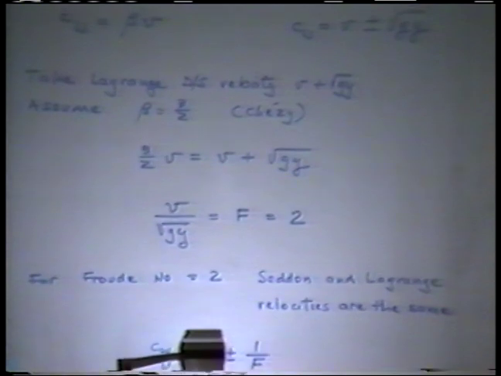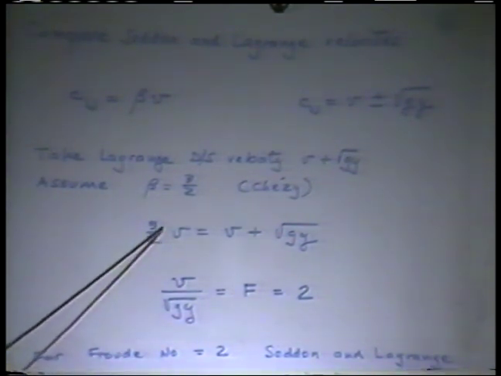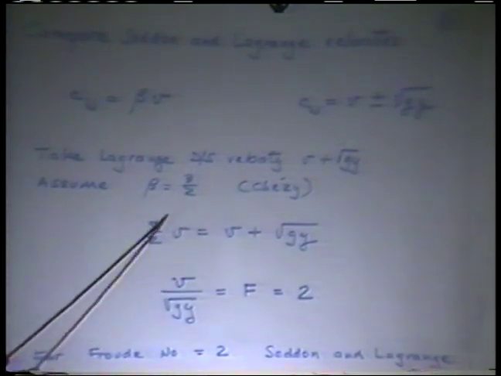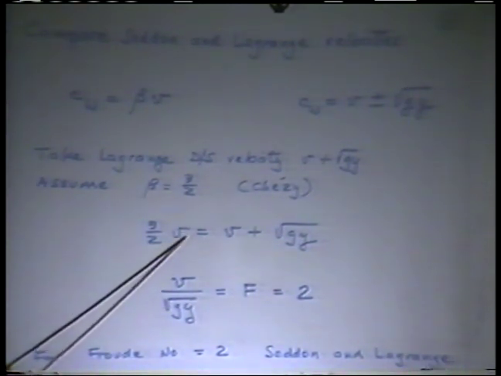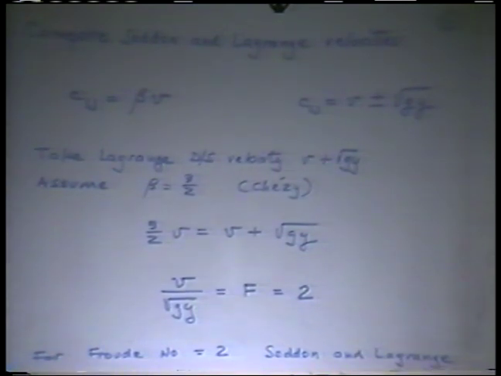3/2 of beta. And now I'm going to force that to be equal to the downstream component of the Lagrange formula, and see what I'm going to get. I'm going to get 3/2 v minus v. Well, that would be 1/2 v, right? V over square root of g, okay, equal to 1 over 1/2, that is equal to 2. That means that for a Froude number equal to 2, these two concepts, Lagrange and Seddon, seem to coalesce. They seem to become one.